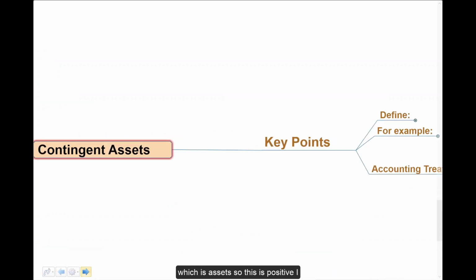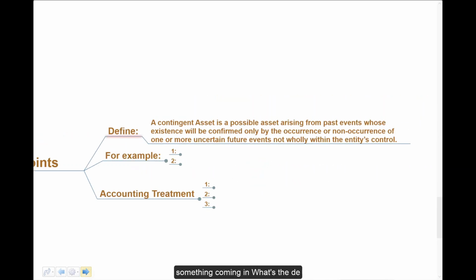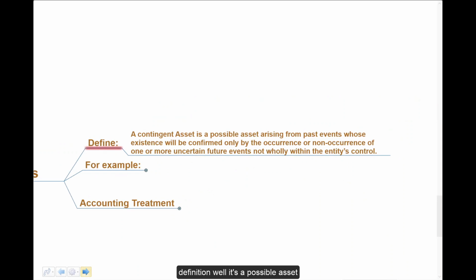What about the flip side of this, I guess, in one sense, which is assets? So this is positive. In one sense, I guess we do like contingent assets because it could be something coming in. What's the definition? Well, it's a possible asset arising from past events whose existence will only be confirmed by the occurrence or non-occurrence of one or more uncertain future events not wholly within the entity's control. So exactly the same as up top, except asset. What about examples of this?